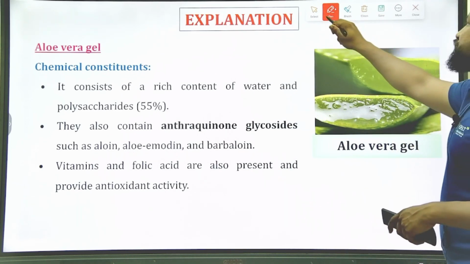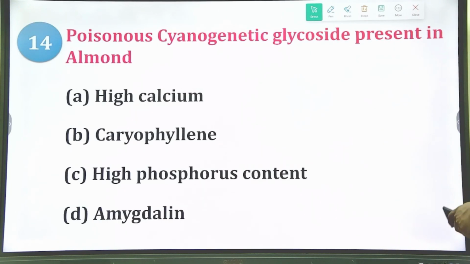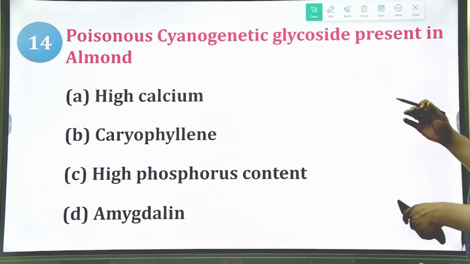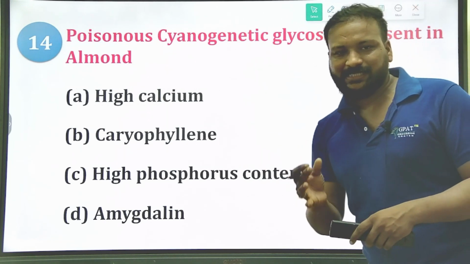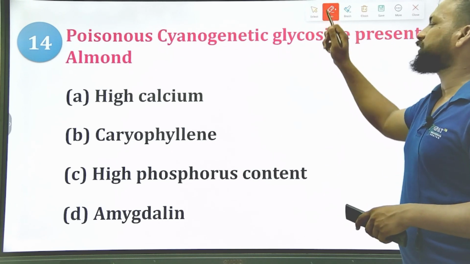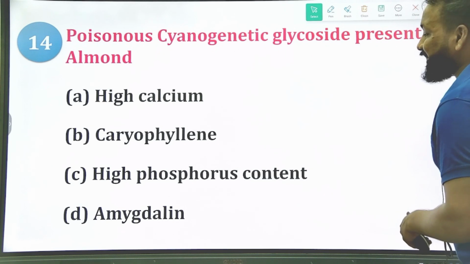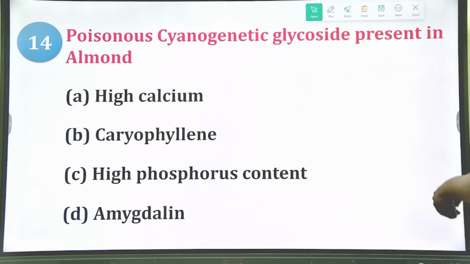Moving to the next question. 14th question: the poisonous cyanogenic glycoside present in almond. What is the right option here? Option A, high calcium; B, caryophyllene; C, high phosphorus content; and D, amygdalin.